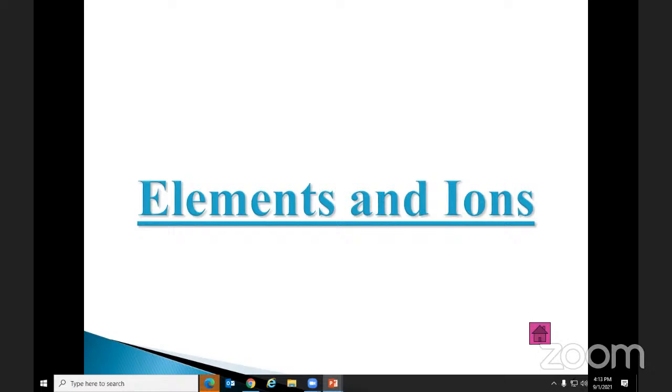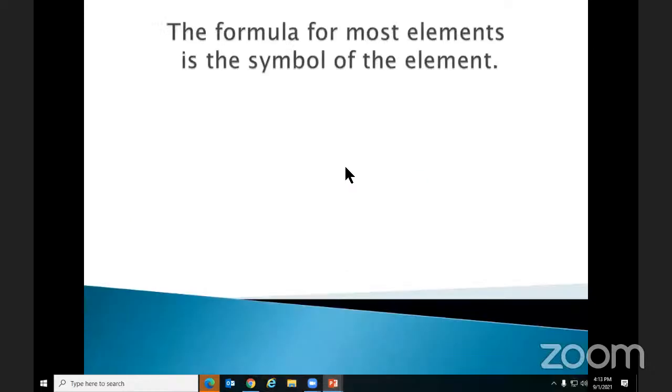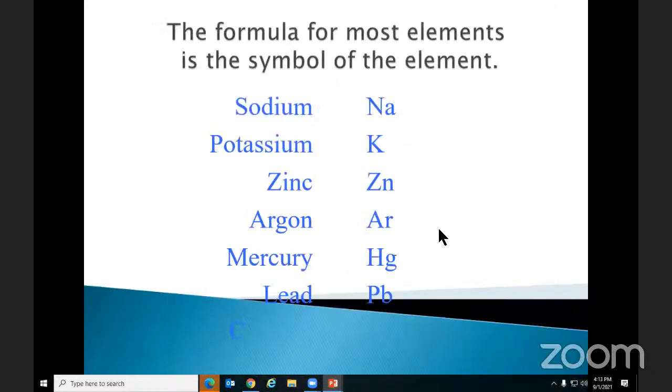But before we do that, we have to be introduced to certain terms, ideas, and concepts. We talked about elements already. We know that elements are basically the simplest known substances that cannot be broken down into anything simpler by chemical means. And of course, elements each have their own specific formulas, and these are just some examples right here: sodium, potassium, and so on.